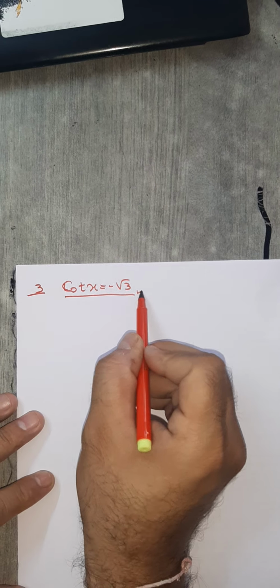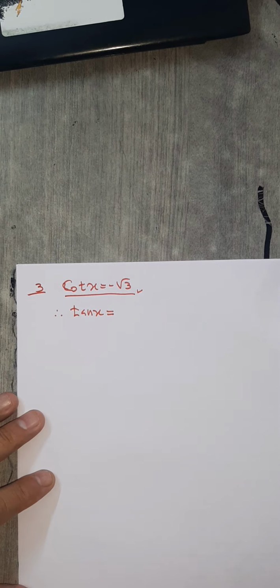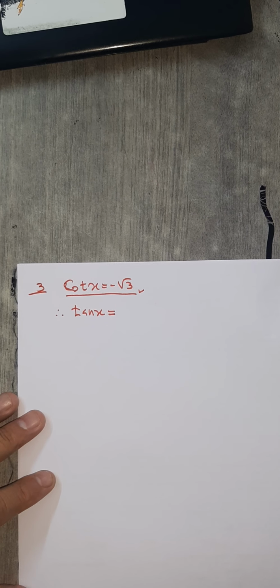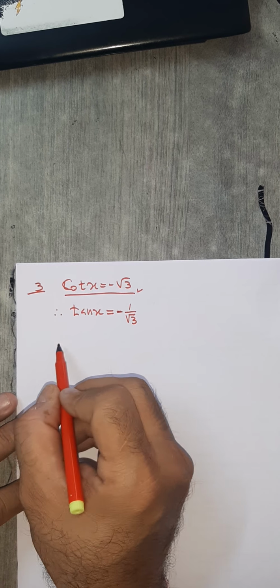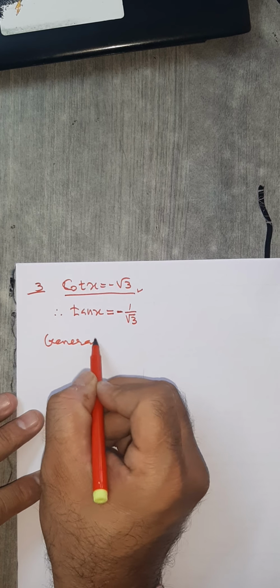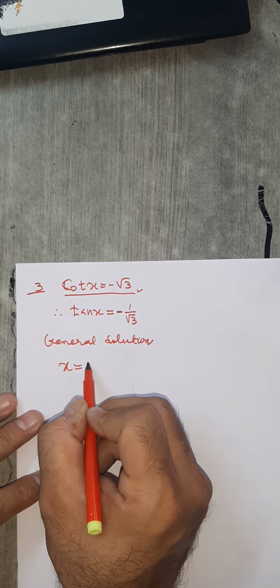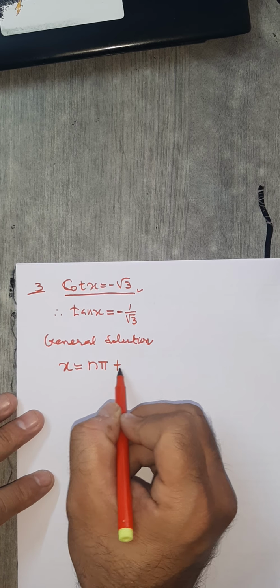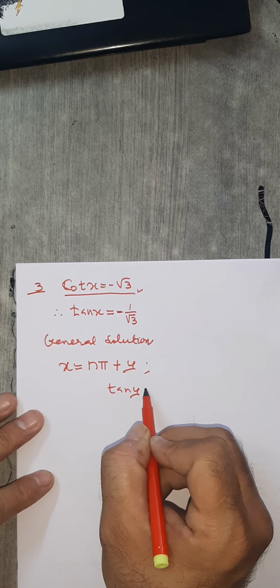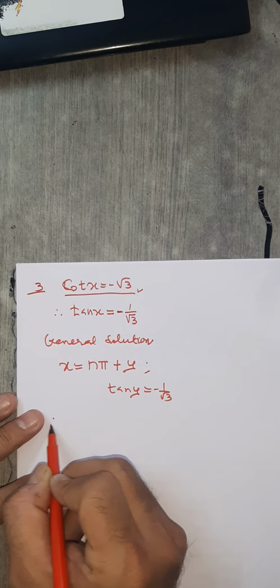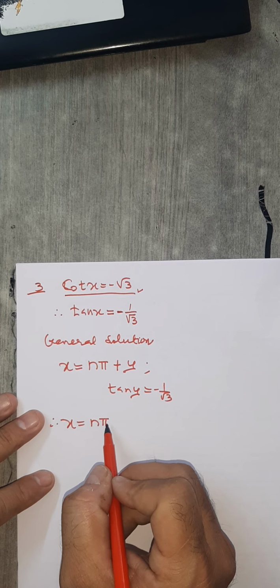Next question is cot x equals minus root 3. Now we don't have a solution set for cot. We do have one for tan. So we just take the reciprocal. So what is tan x? Minus 1 by root 3. Okay. Now the general solution. For tan, you know, x equals n pi plus y. What is y there? Find y for which tan y equals minus 1 by root 3.